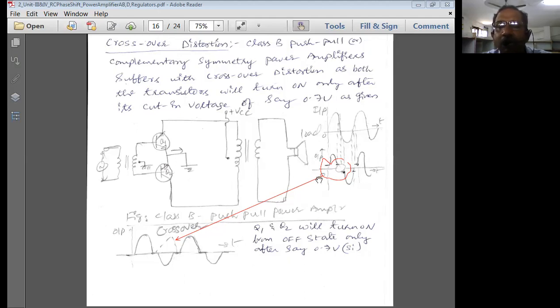Now, in order to overcome this drawback of crossover distortion, which is happening in the class B push-pull power amplifier, crossover distortion is the result at the output of the class B type of the push-pull amplifier. So to avoid this crossover distortion, we are simply going into the class AB type of the power amplifier circuit.